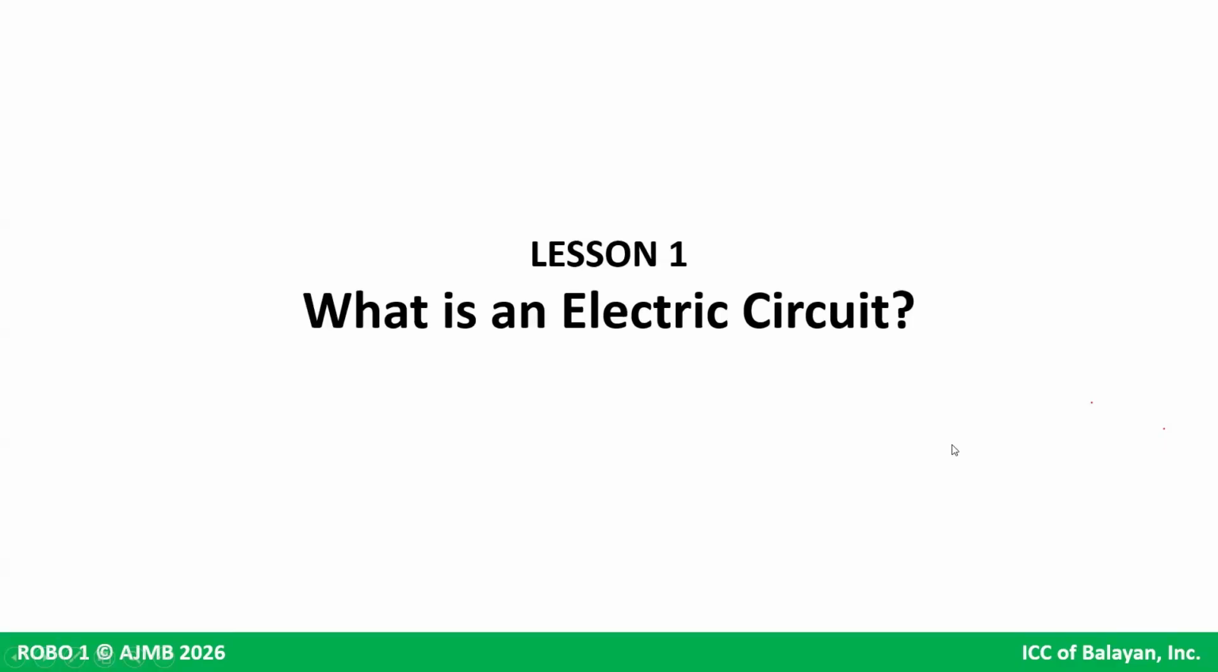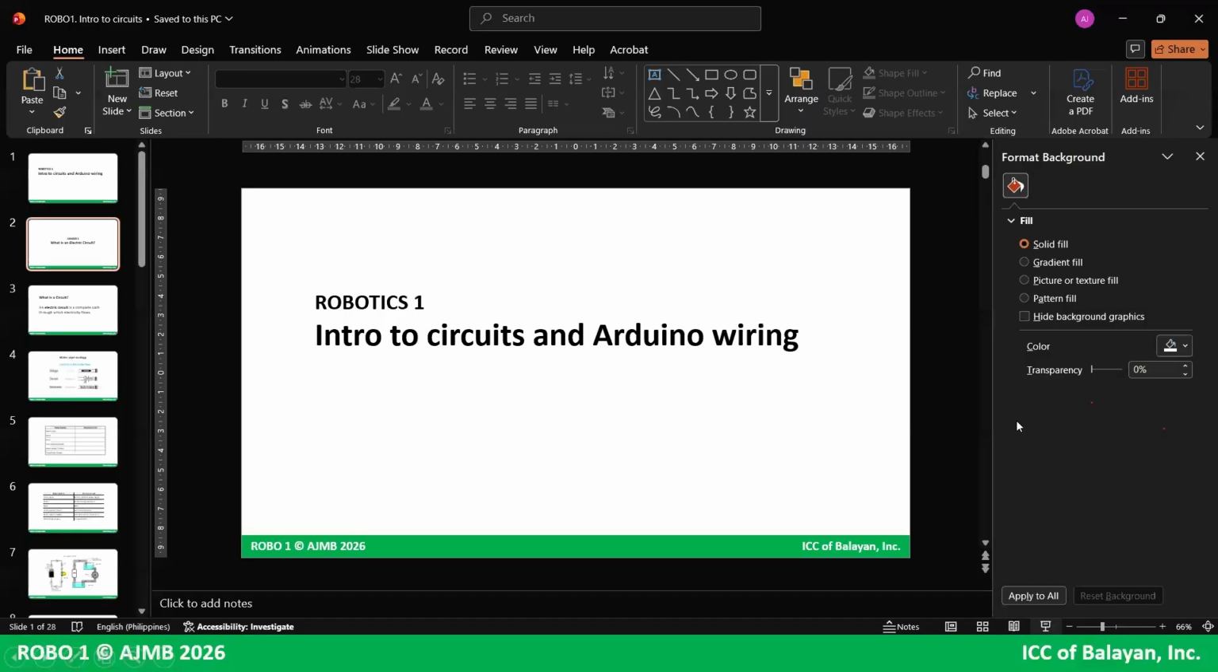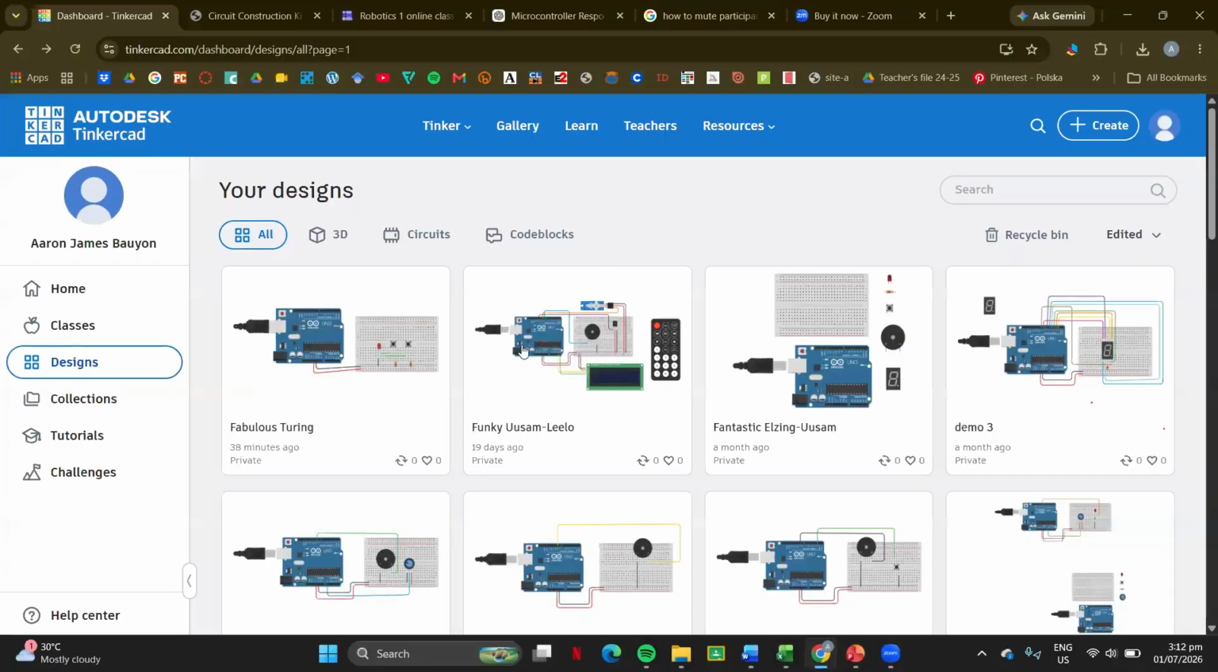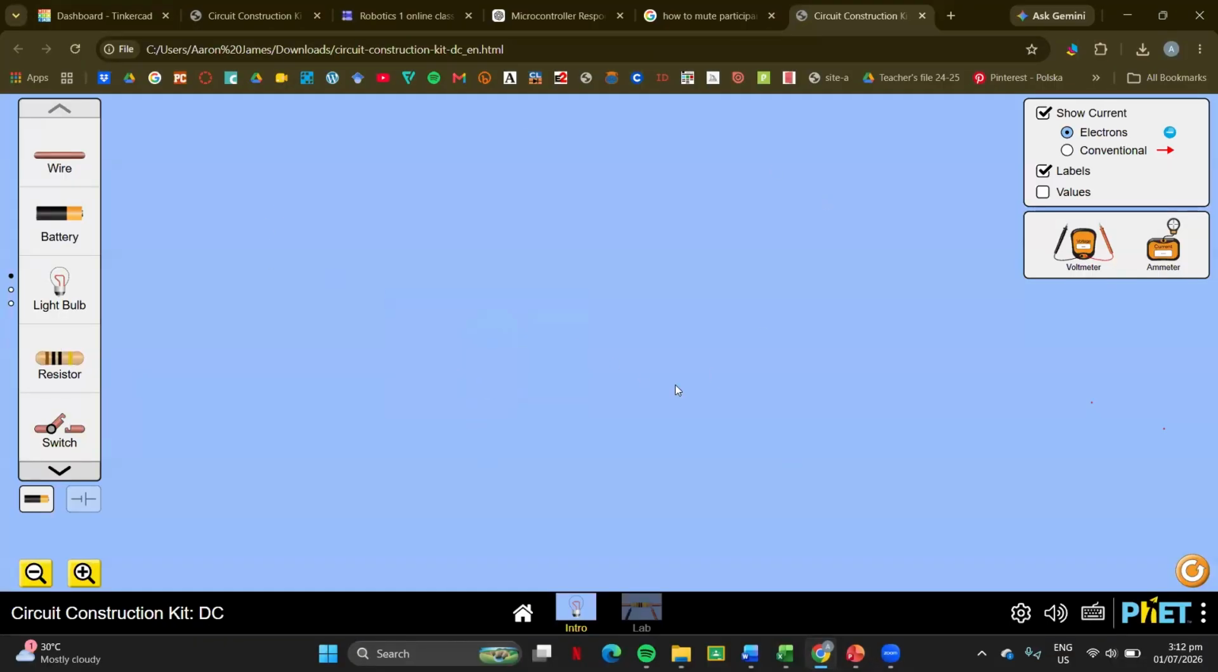Okay. This is the first part. Let's first define what is an electric circuit. But actually, I think it would be better if I show you in a simulation first. Here, I have a simulation from PhET Colorado. You can access this online.